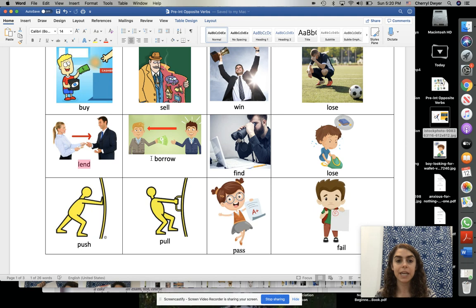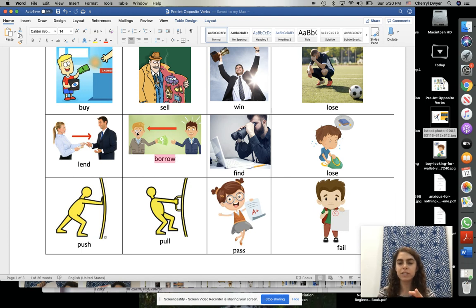The opposite is borrow. Borrow. So the opposite, I changed the arrow. So if you had the money and you were giving it to me, I was receiving the money, then that would mean I was borrowing it, okay?